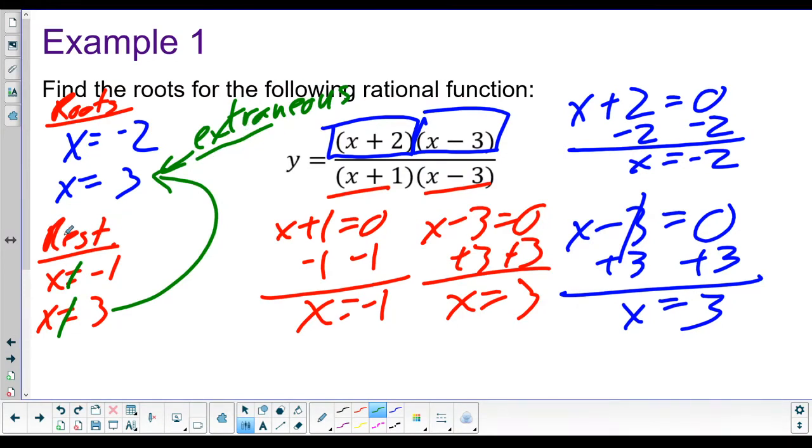Extraneous just means it looks like it's an answer, but for other reasons in the problem, we throw it out. So on this problem, our only root is x equals -2, because this root of x equals 3 is extraneous, because that is a restricted value of x.